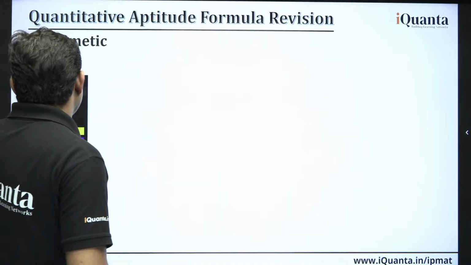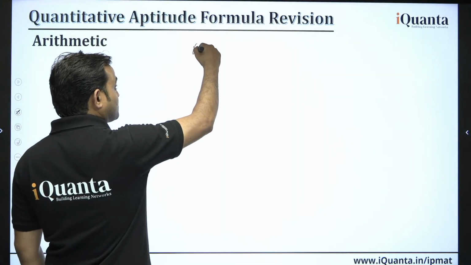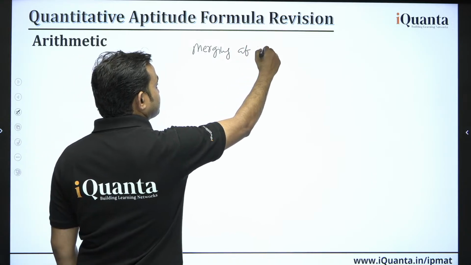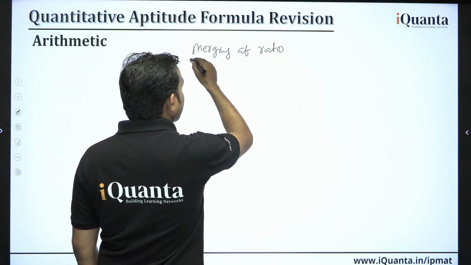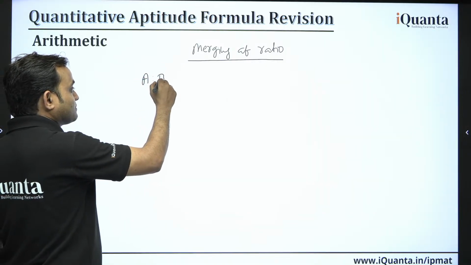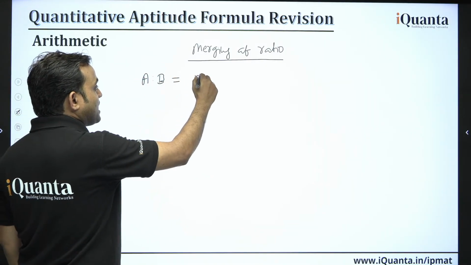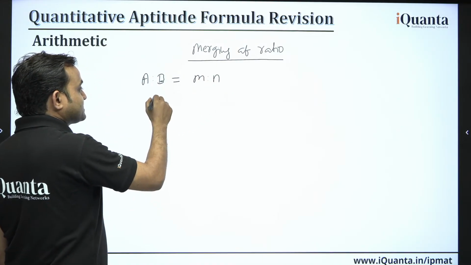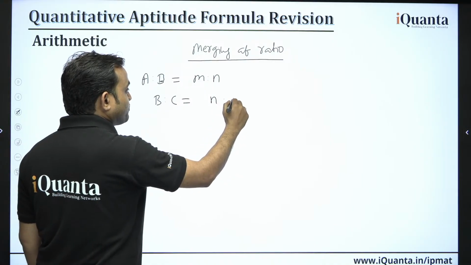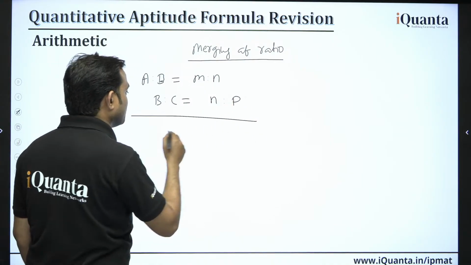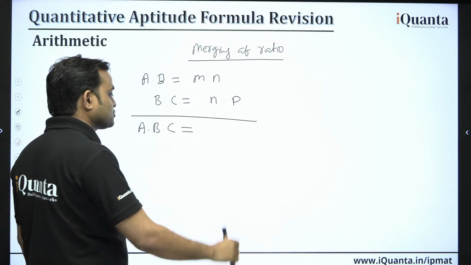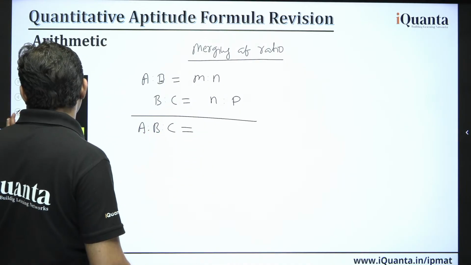Now we can learn about merging of ratio. Merging of ratio. Let's say it's given that A is to B is equal to M is to N, and it's given that B is to C is equal to N is to P. Then how do we merge these ratios, like how do we find A is to B is to C? So what do we do here?